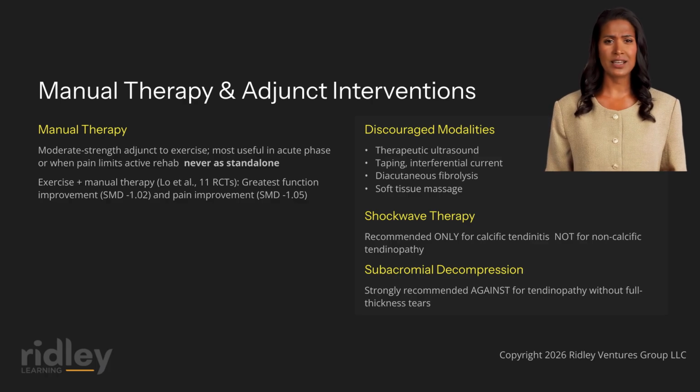The JOSPT guideline discourages the use of therapeutic ultrasound, taping, interferential current therapy, diacutaneous fibrolysis, and soft tissue massage as adjuncts to exercise, citing insufficient evidence for efficacy. Shockwave therapy is recommended only for calcific tendinitis, not for non-calcific rotator cuff tendinopathy. Subacromial decompression surgery is strongly recommended against for rotator cuff tendinopathy without full-thickness tears, based on high-quality evidence showing no added benefit over non-operative modalities.